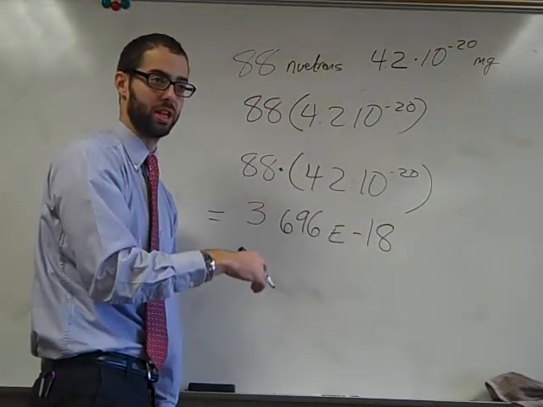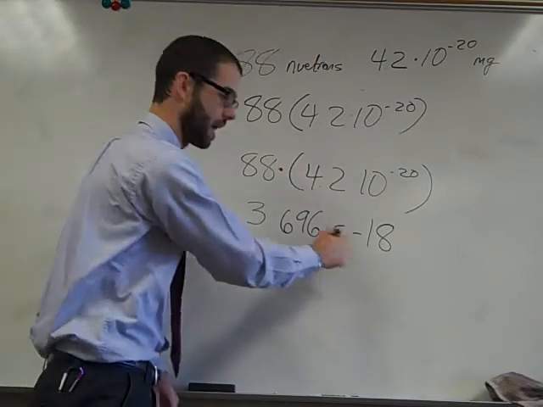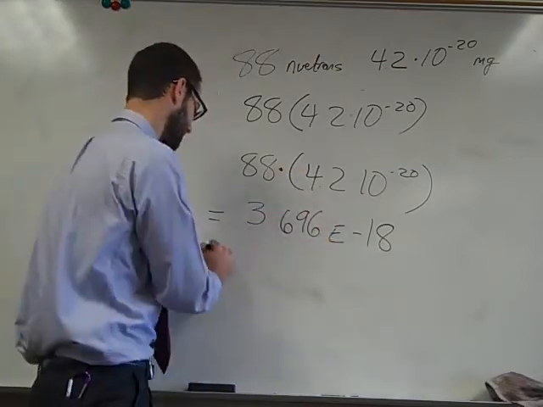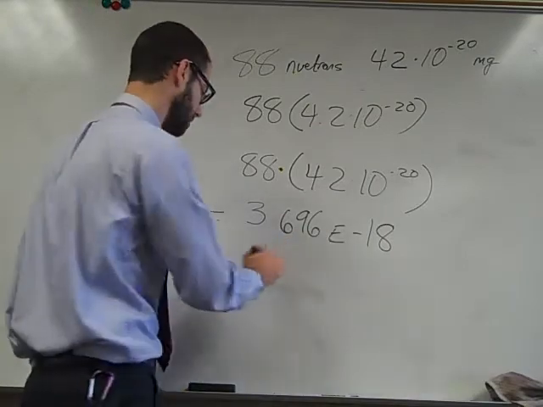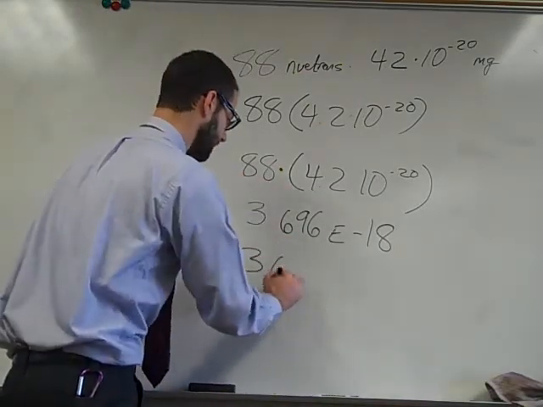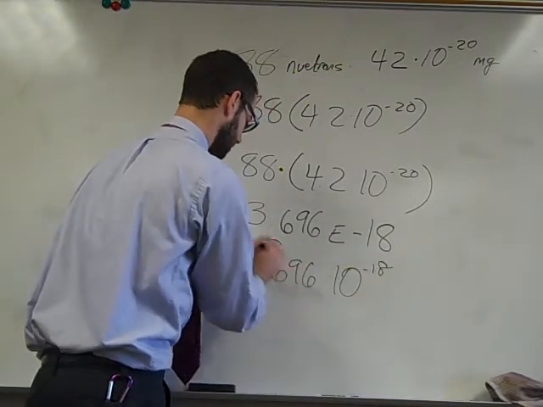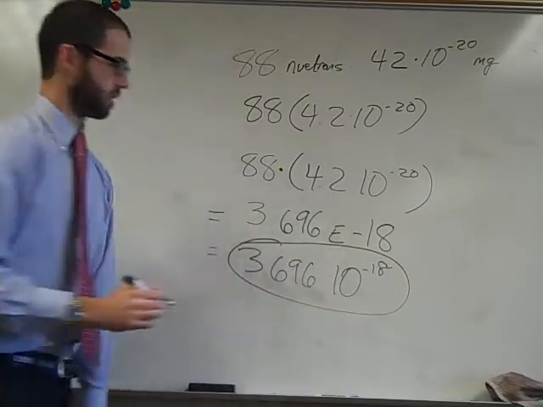So what this is really saying, now I will not accept this, and neither will the state test people. They don't want to see that E. It's just a formatting thing, but it's easy to fix. All you got to do is rewrite it like this: 3.696 times 10 to negative 18. That's all you got to do.